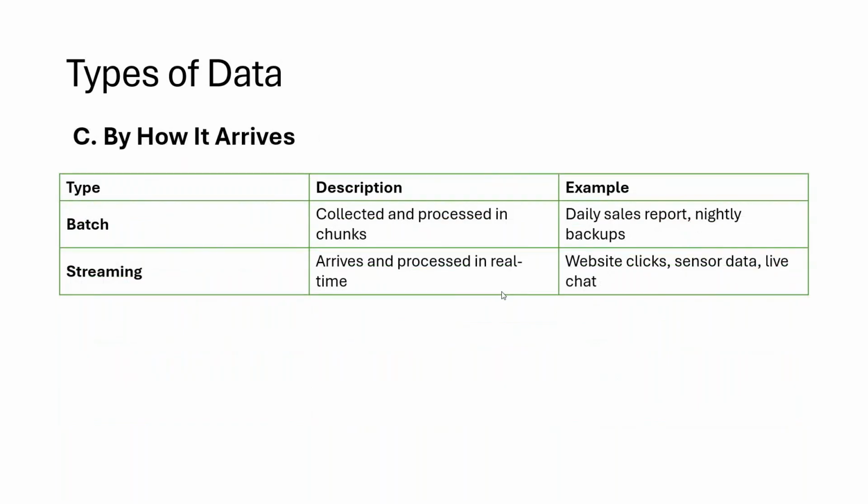So the question is how you get the data. There are two forms of data generation: one is batch, and the other is streaming. Batch means data that is collected and processed in chunks. For example, a nightly backup or a daily sales report is in a batch. You schedule it. And streaming data is like clicks which keep coming, or the number of traffic, sensor data, weather reports, live chats, and so on. This is streaming data.